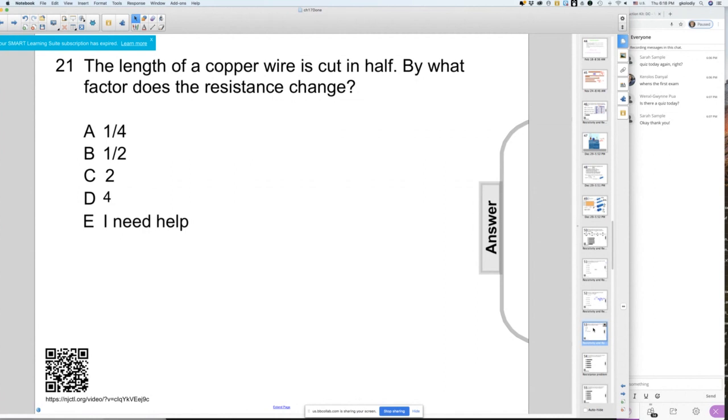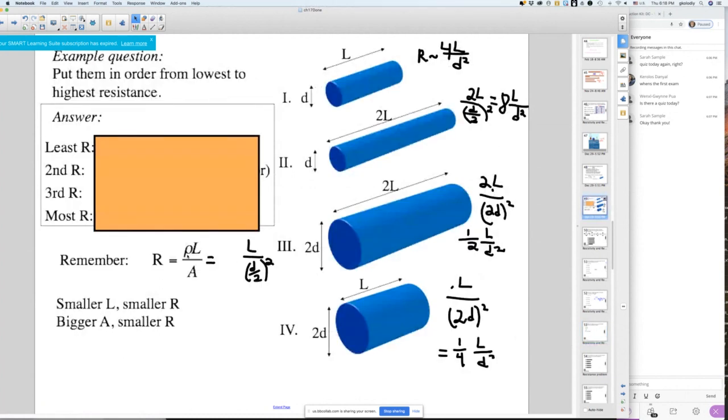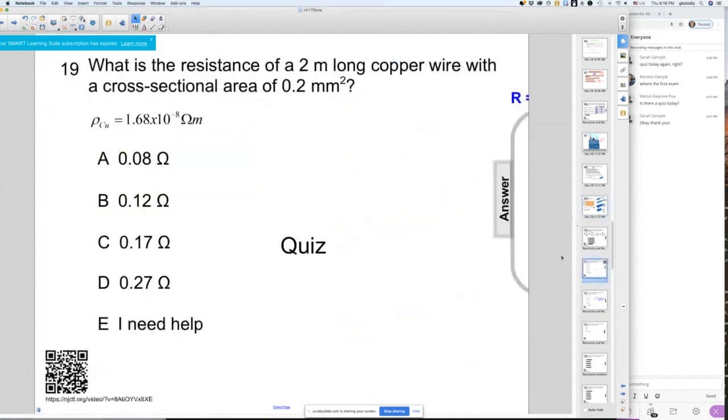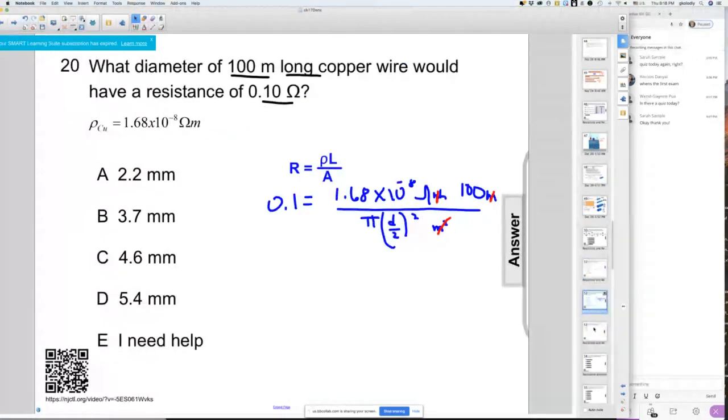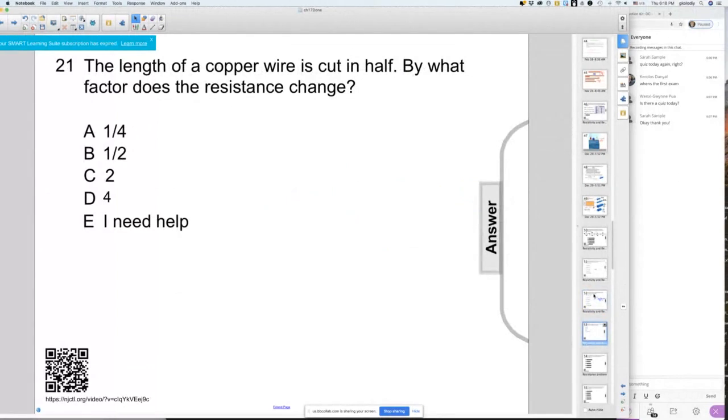So the length of a copper wire is cut in half. By what factor does the resistance change? So this is pretty easy. If you look at where I put the formula, so I can just copy it. No, not there. Yeah, let me just write it. Oh, here it is. Okay.